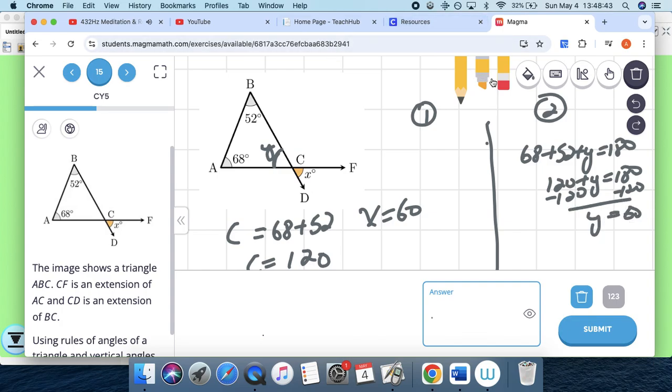But this guy here, I'm going to erase. Now you know this is 60. If you know this is 60, you can do vertical angles, right? Because X is the opposite angle of that. And you can say, hey, here's 60 as well. Not quite. Did I add this wrong?